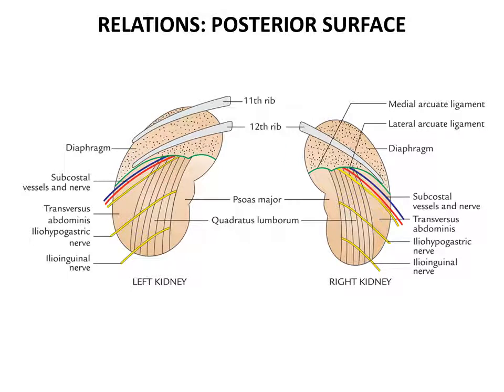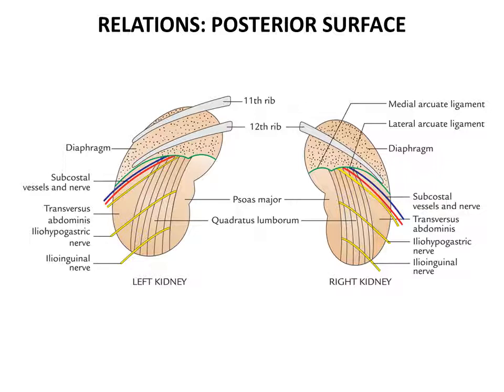To summarize the posterior relations of the kidneys, in the upper part, the diaphragm along with the medial and lateral arcuate ligaments and the ribs. On the right side, the 12th rib, and on the left side, the 11th and the 12th rib. This is the only difference in the posterior relations of the kidneys on the right and left side.